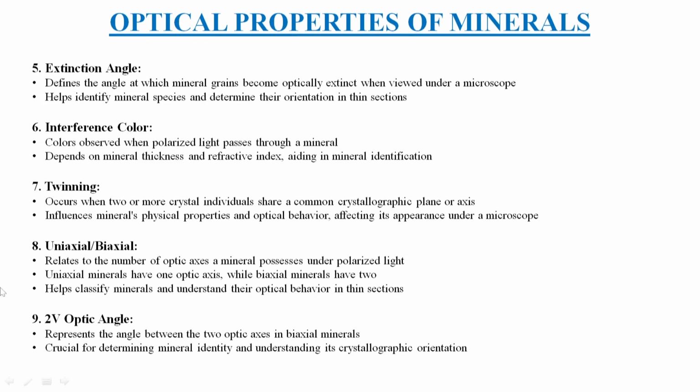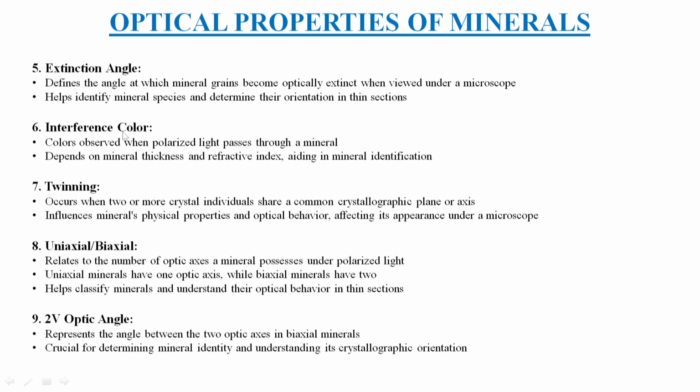Then your extinction angle defines the angle at which mineral grains become optically extinct when viewed under a microscope. It helps to identify several mineral species and determine their orientation in thin sections. Each of these properties requires individual lectures to understand. But as we are not dealing solely with the optical properties of all the minerals, here we are just trying to look at some basic understanding and some optical properties of the rock forming minerals. So we are restricting our understanding here.